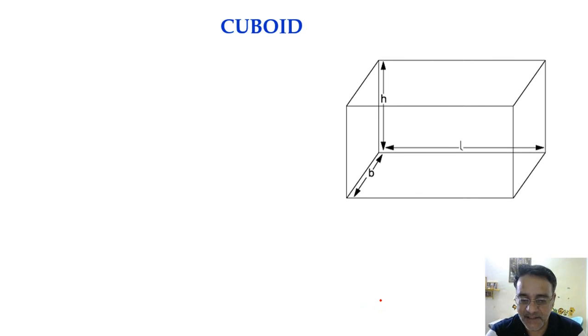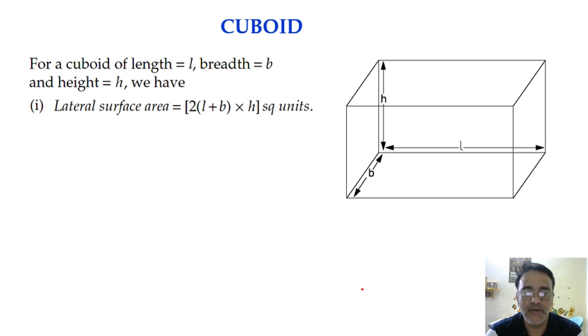I already told you in the beginning of the chapter that the first 4 exercises are based on surface areas only, and the next 4 exercises are based on volumes. So let us recapitulate the cuboid. What is the lateral surface area of a cuboid? 2 into (L plus B) into H. Very good.